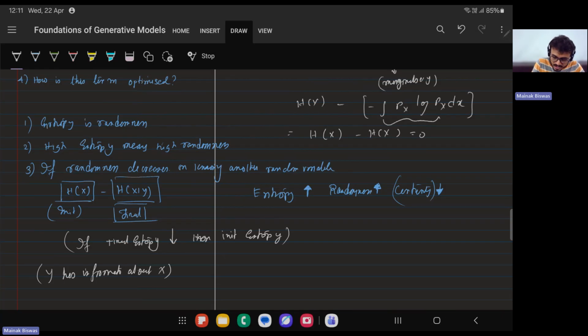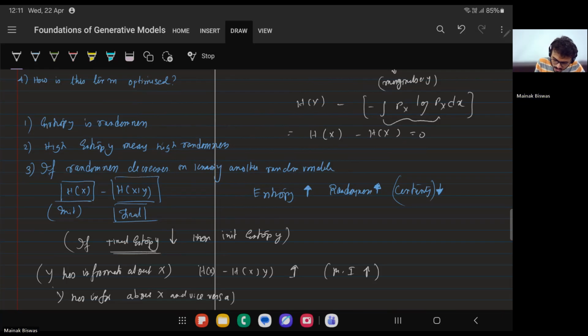So which means that if your final entropy decreases, your H of X minus H of X given Y will increase, which means mutual information would increase. That is, Y has info about X and vice versa, your mutual information increases. This is the intuition I wanted to convey. Your final entropy is lower.